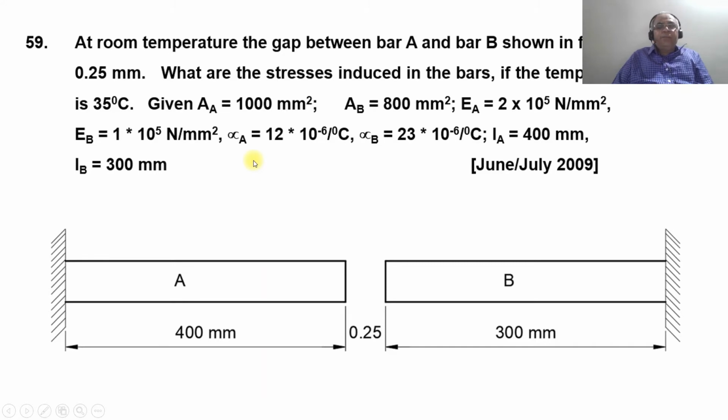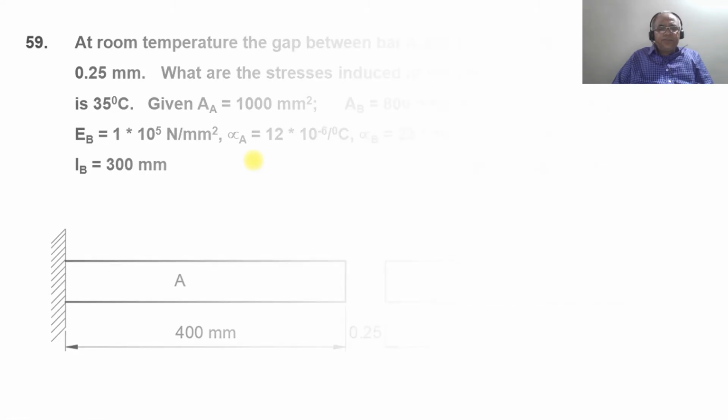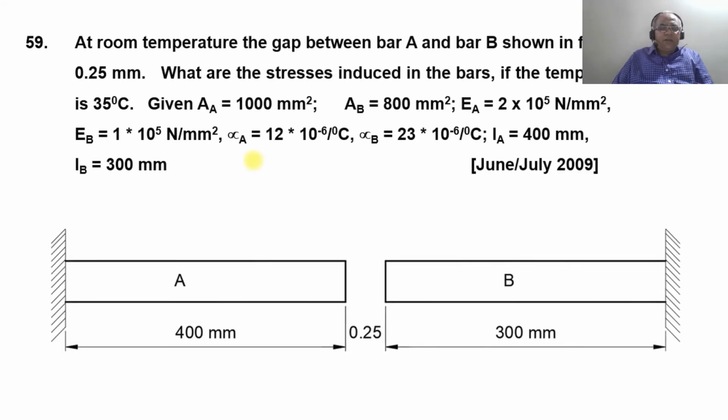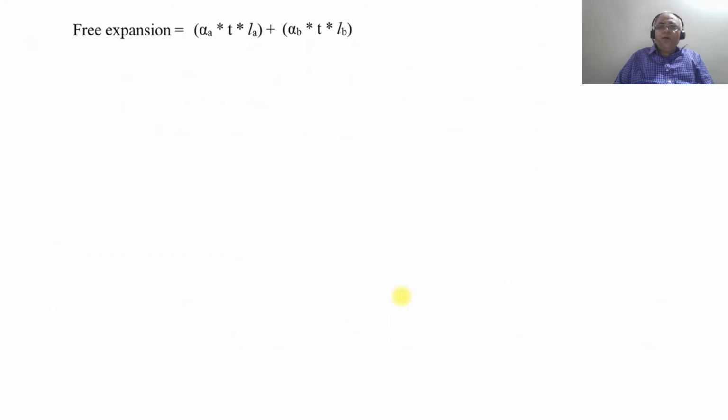To solve this problem, here what happens is the free expansion, which is alpha into T into L. That is the general expression. So the free expansion of bar A will be alpha A into T into LA, plus the free expansion of bar B, alpha B into T into LB. Since T is the common factor, we take T out, and then it is alpha A into LA plus alpha B into LB.